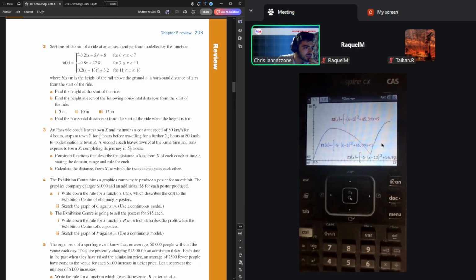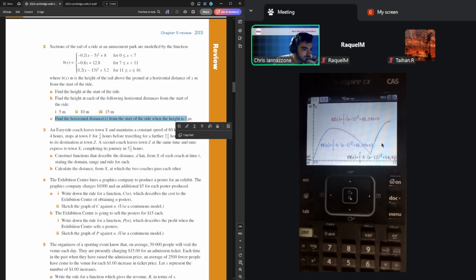Question 2 looks quite similar. We've got the height of a ride at a park, given by another piecewise. Finding height at the start of the ride would be the same thing as asking what's the concentration in the bloodstream at the start of taking the medication. Basically the exact same question. Height of the ride at each of these horizontal distances. Again, you're just subbing those values in.